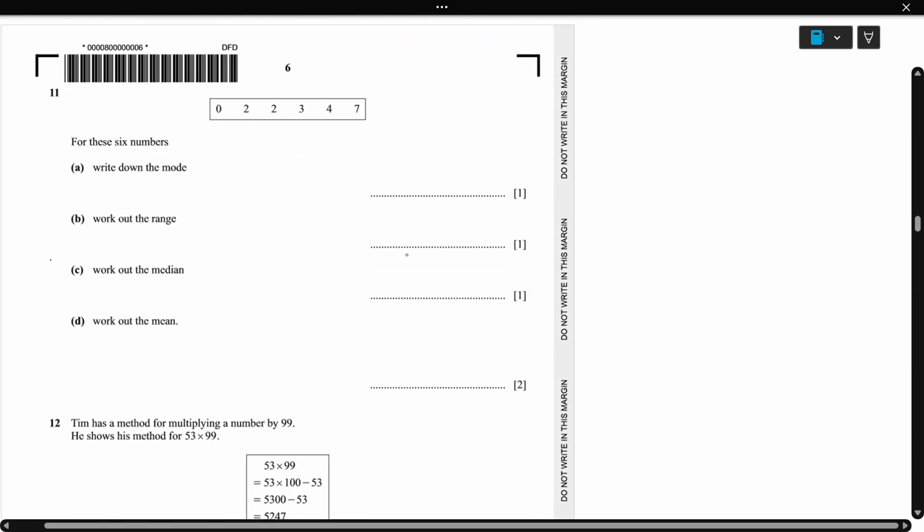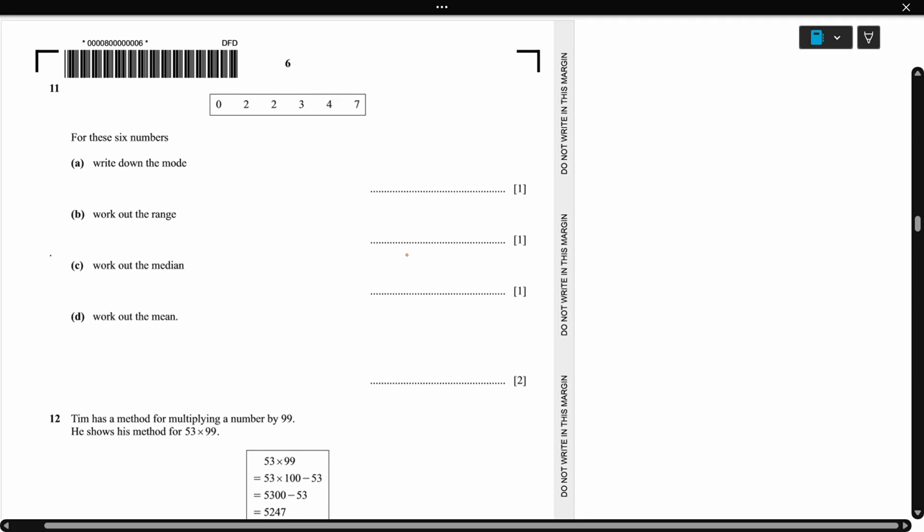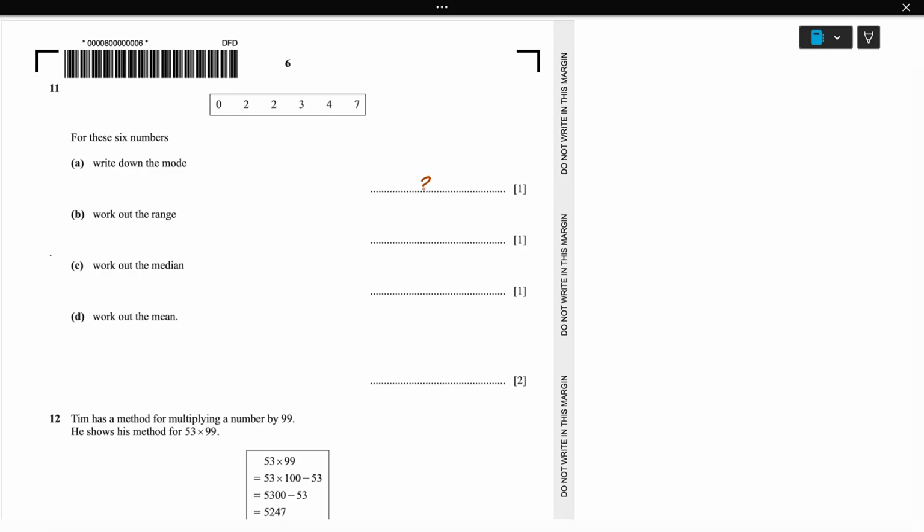Next one. Question 11, there are some numbers you are given. Write down the mode. Mode is the most repeated number, which is 2 here. Next, work out the range. Range is highest minus lowest, which is 7 here. Next, work out the median. Median is going to be the middle one.